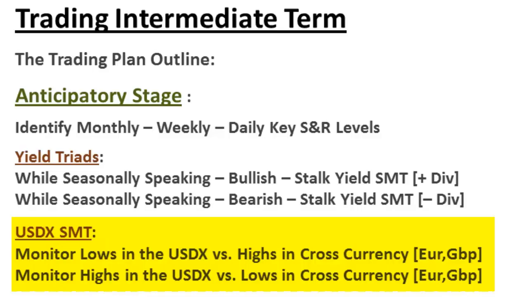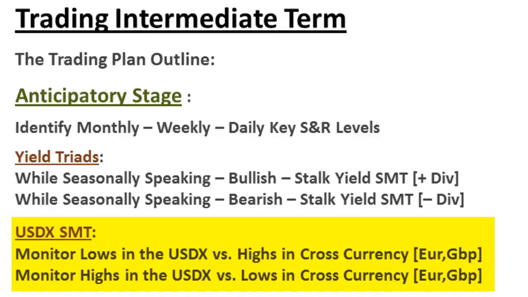Monitoring highs in the US dollar index versus the lows in the cross currency pairs, fiber and cable. If we see higher highs in the dollar and a failure to go lower in the fiber or cable, again, that's an SMT divergence for the US dollar index, and that may be a crack in correlation that may indicate something.